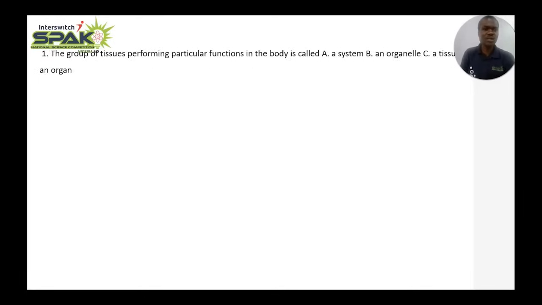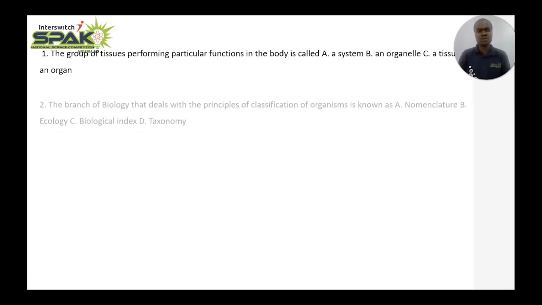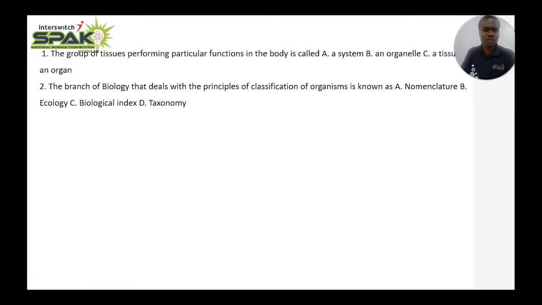Now, briefly, because of our time, we are going to take some questions to familiarize ourselves with what we're talking about, organization of life and classification of living things. Now, the first question says, the group of tissues performing particular function in the body is called what? Is it a system, an organelle, a tissue, or an organ? When you have a group of tissues that are performing a particular, similar function, we call them an organ.